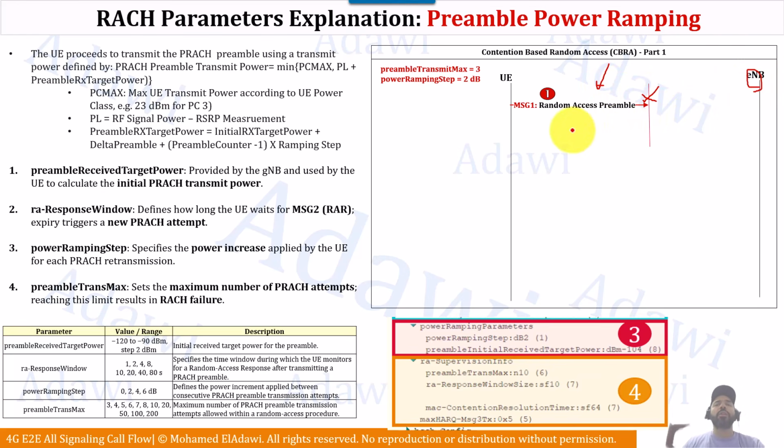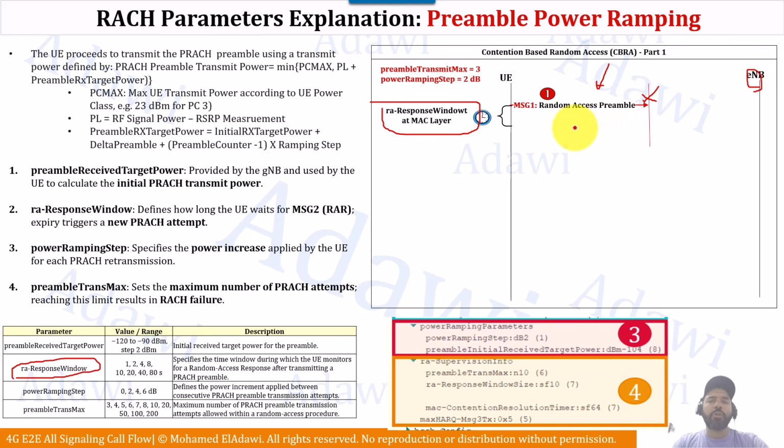So now the user needs to wait for a specific timer. If there is no response by the gNB, he needs to make a retransmission of this random access preamble, message number 1. So now, for example, he will wait for this particular time, which is called the RA random response window, at MAC layer, which is this particular timer. Increasing this timer gives a higher chance for the gNB, for example, to receive message 1. So it can indirectly improve your random access response. It can also have a negative impact by increasing the delay.